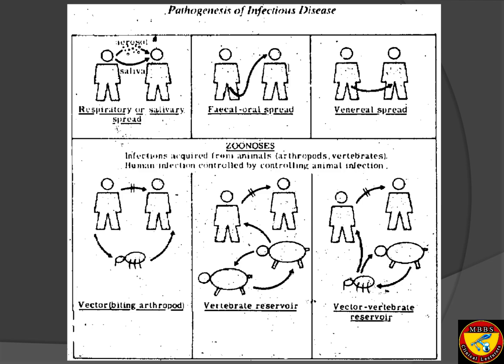This is the picture showing different modes of infection, like respiratory infection spread by saliva. Disease can be spread by the fecal-oral route in cases of GI infections. Some genitourinary infections or sexually transmitted diseases are spread by venereal spread. Then there are certain diseases which are vector-borne, in which the infections are acquired from animals, whether arthropods or insects as well.